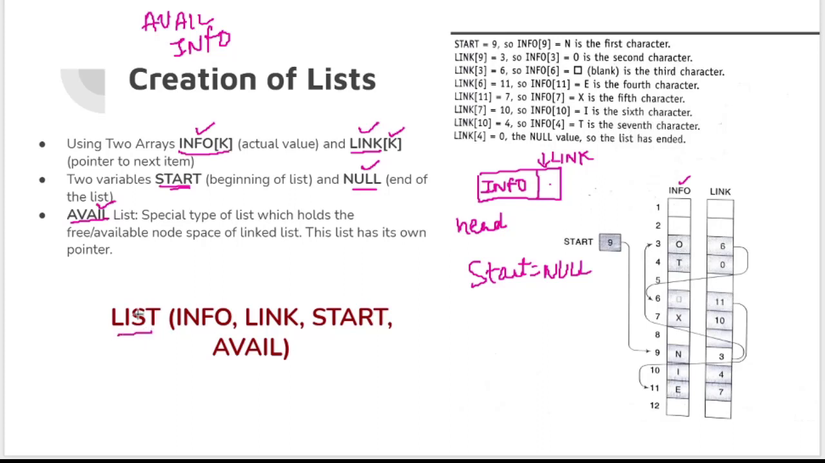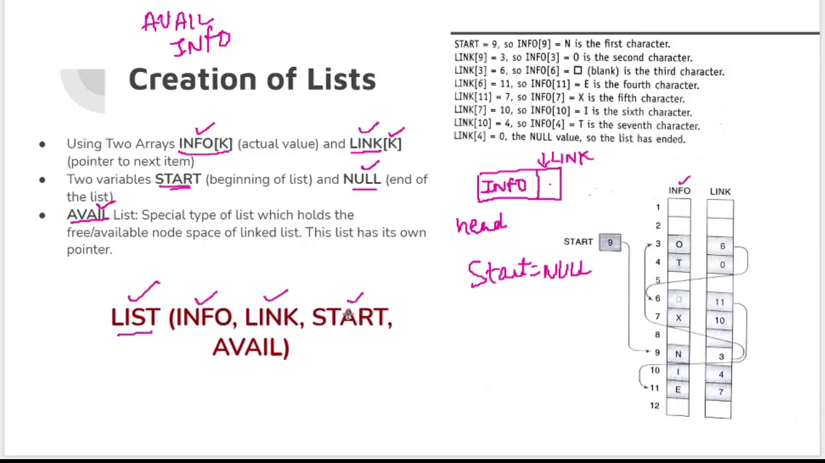Let's say this is a list that we have just created. We have one array for storing the actual data. We have another array which will be storing the addresses, the next pointers, pointing to the next nodes. Then we have start, which is going to store the address of the first node in the linked list, and we have an avail list which has its own link array which will be storing the next address. So this is the actual list that has been created.